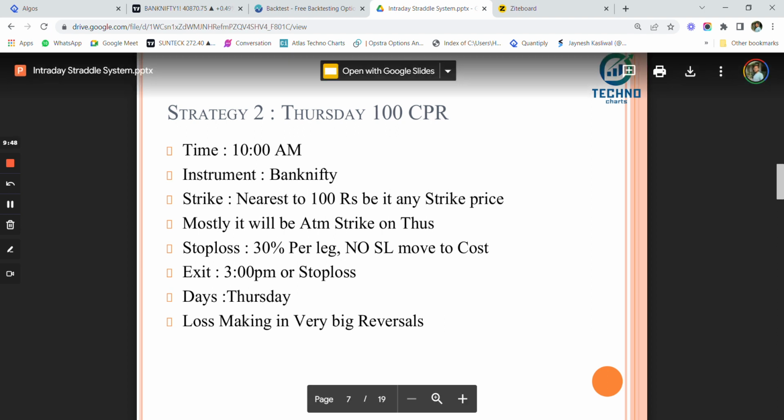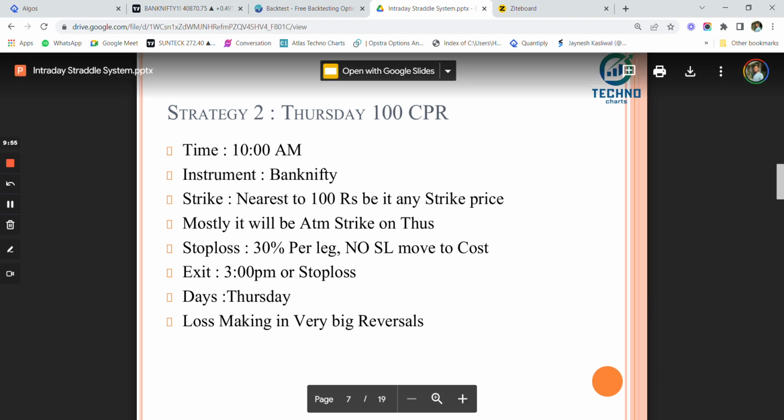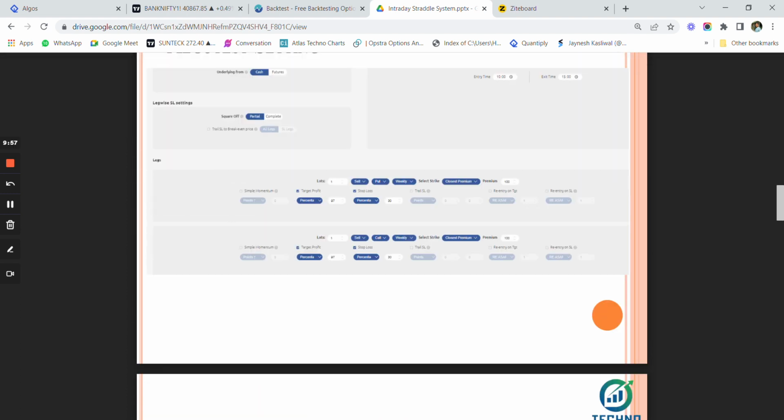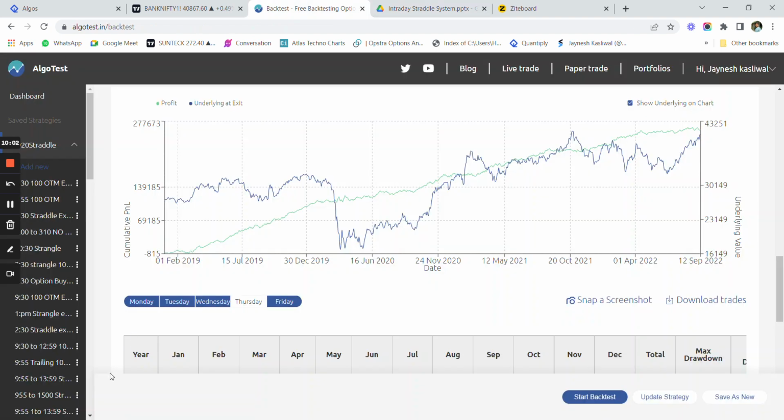Now exit is at 3 p.m. or stop loss, whatever profit that we get at 3 p.m., we would take that, or stop loss. Days is only Thursday that we are running, and the algo test settings. Basically, what are the algo test settings that you can clearly see? I'll show it again here.